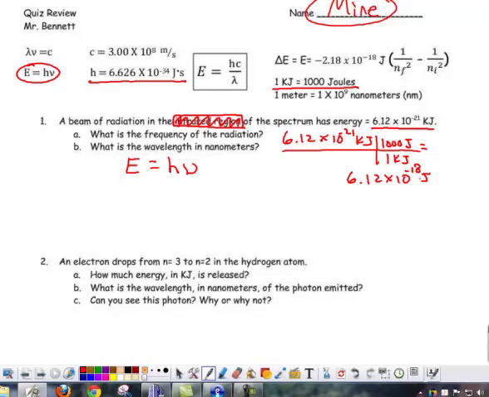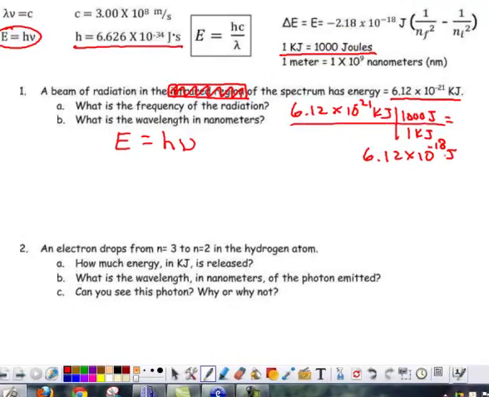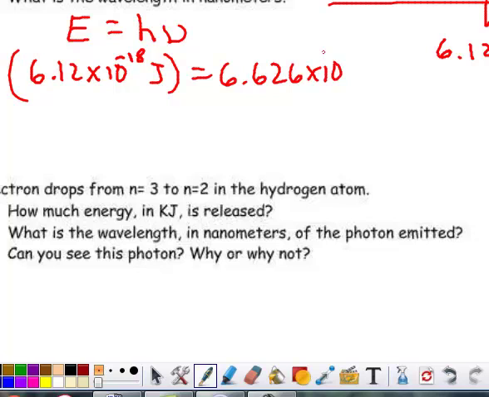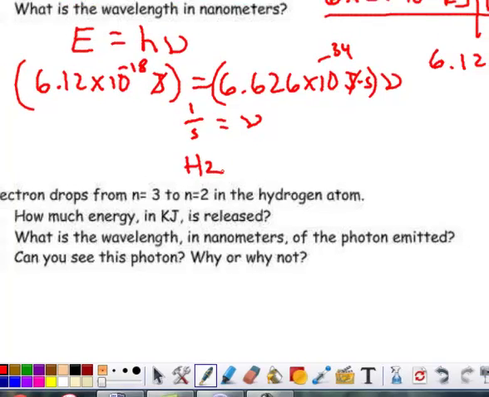Okay. So now we're going to use that here, 6.12 times 10 to the minus 18 joules equals Planck's constant, 6.626 times 10 to the minus 34 joule seconds, times nu. So just a little algebra, and nu will be equal to, now joules and joules are going to cancel when we divide this over to this side, and the units are going to be 1 over seconds. 1 over seconds, remember, is hertz.